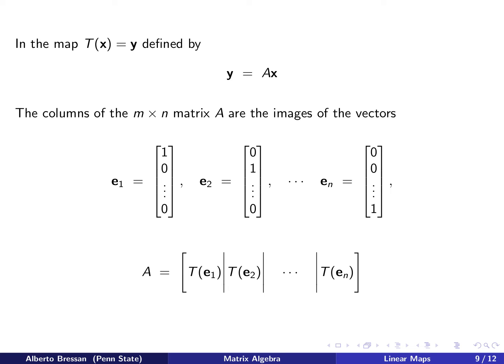Okay, so therefore this is like a general property now. For the map T(x) defined by y equals Ax, the columns of the matrix A are the images of these unit vectors E1, E2, up to En. So that is the A matrix. If you write out each column of the A matrix, it's the transformation of E1, the first column, transformation of E2, the second column, and so on and so forth. And the last one is the transformation of En.